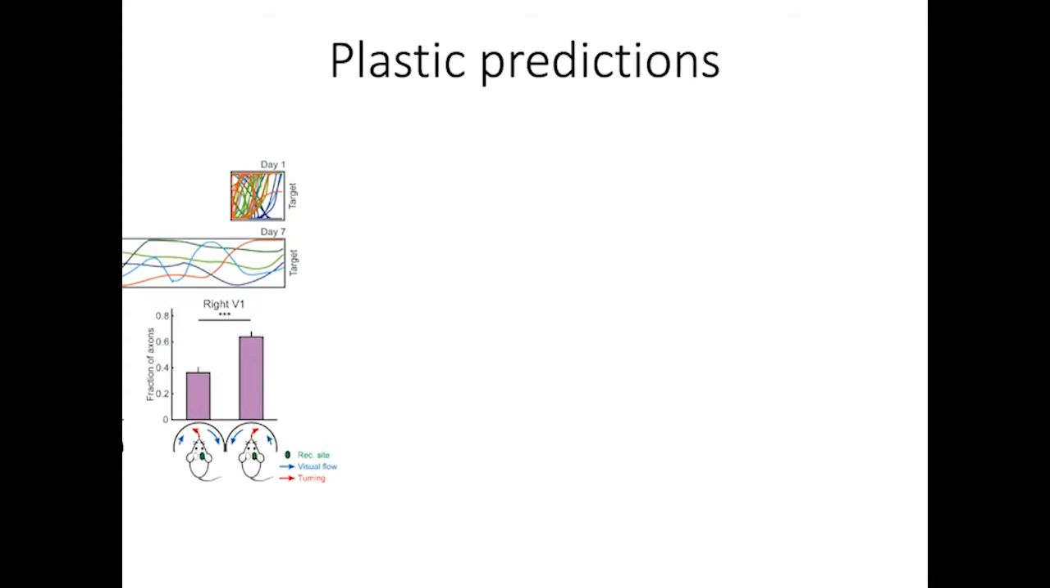Good. So Marcus imaged axons again in V1, same paradigm, but in left and right V1 as well. And what you see is that in each area, left or right V1, the axons are most responsive when the visual flow is contralateral, meaning that in left V1, the axons are most active when there's more visual flow on the right, right?